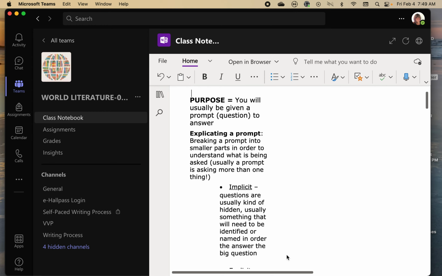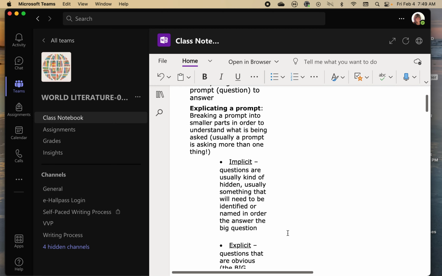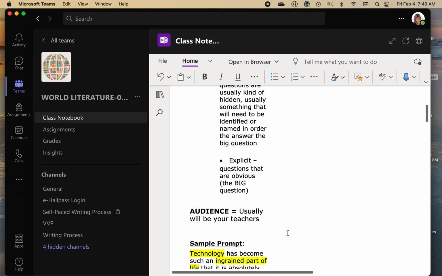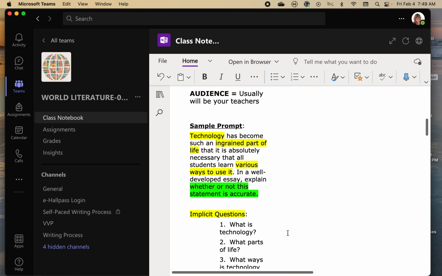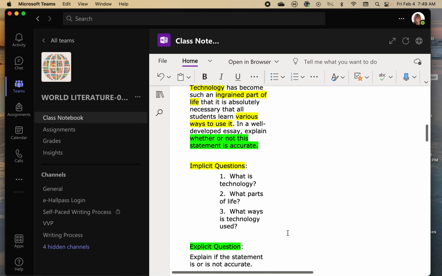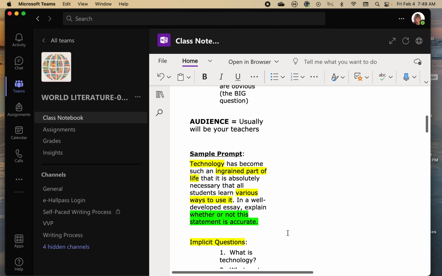We've talked about the purpose and audience of an academic essay and how to figure those out based on the prompt. That is how to explicate the prompt and break it down into smaller questions, the implicit questions that are kind of hidden in a prompt, and then the big question that puts all those smaller ones together. So this was our notes from that. I think everybody has this in their class notebook at this point. So if you need to review that process, feel free to do that.